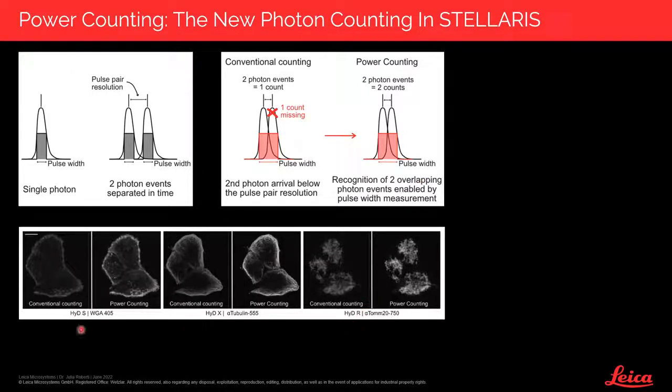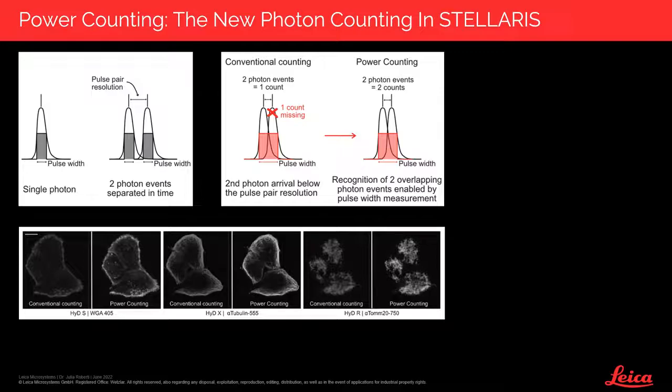If we now look at images of different cellular structures recorded with or without power counting, we get an increased signal, and this happens for all three types of detectors that we have: the high DS, the high DX, and the high DR. And we also get an extended dynamic range while staying quantitative. That means brighter, crisper images and more detail.